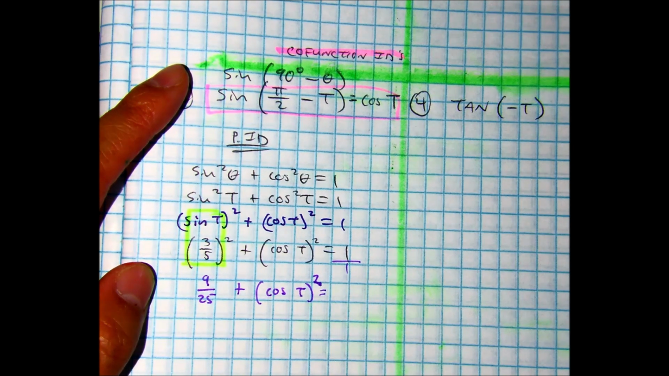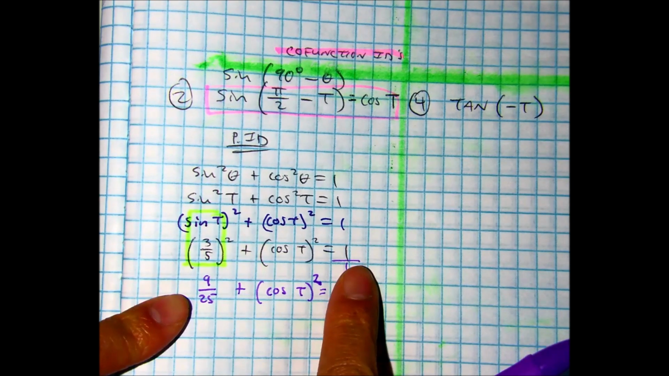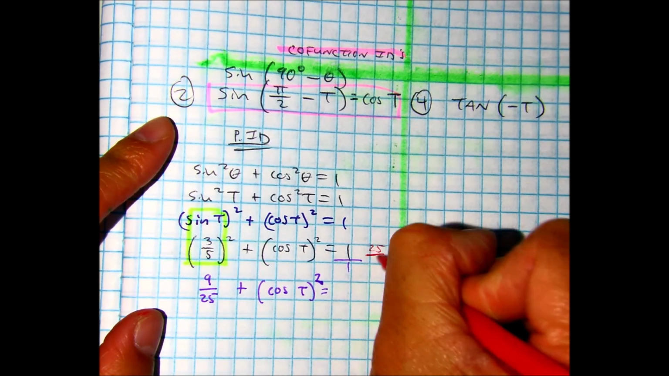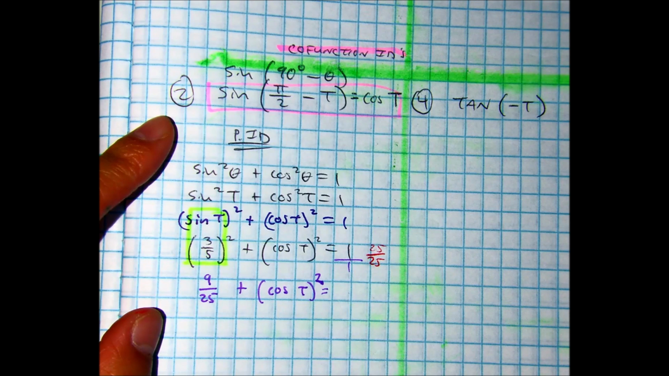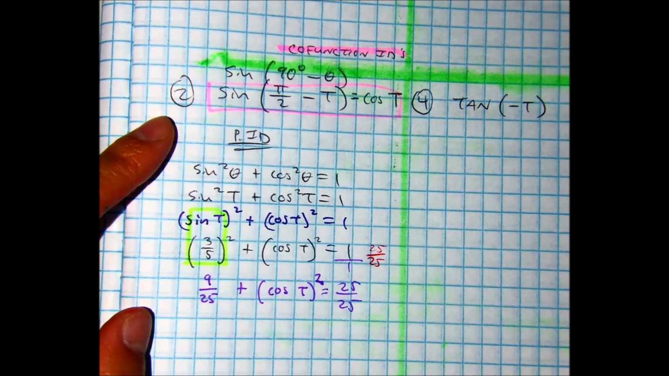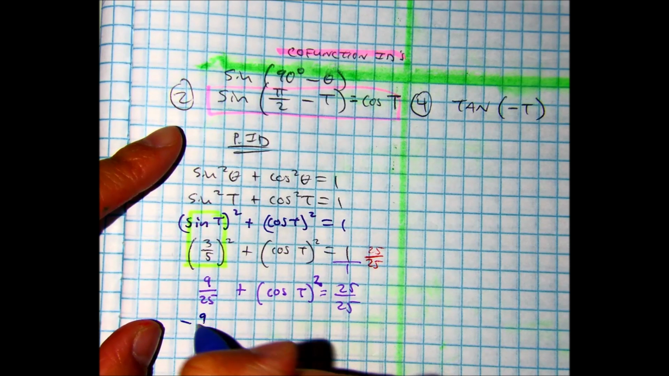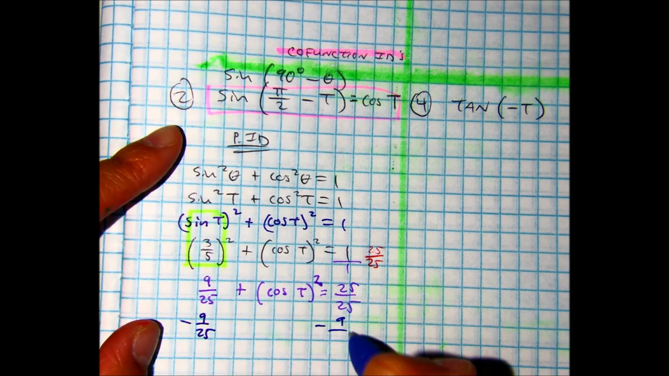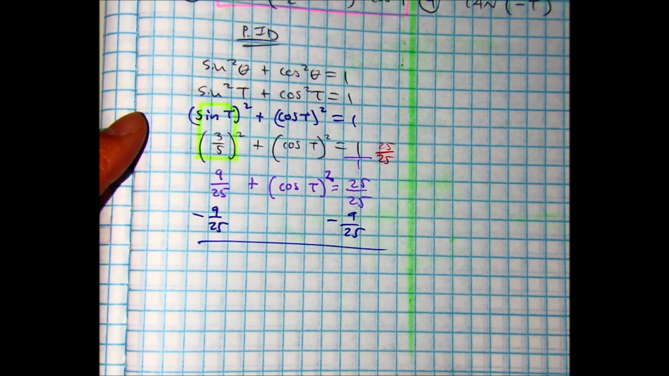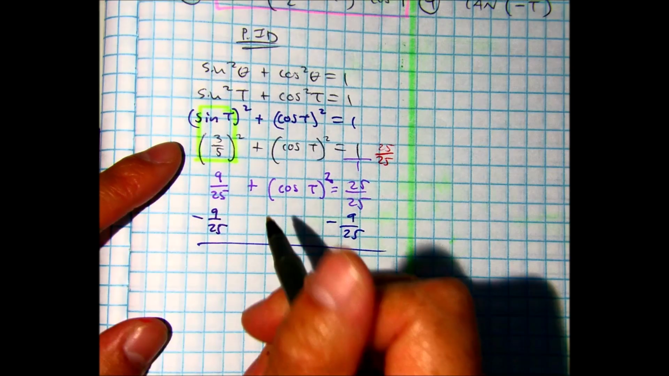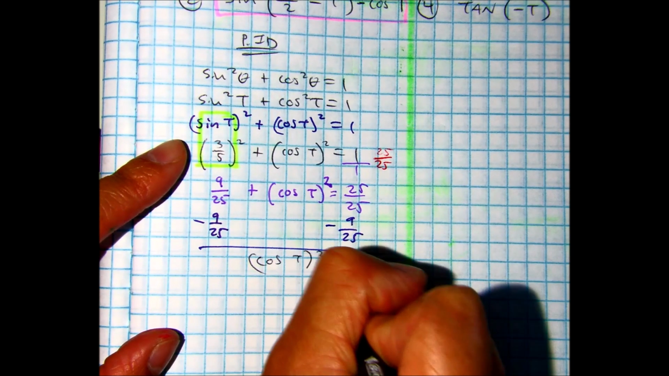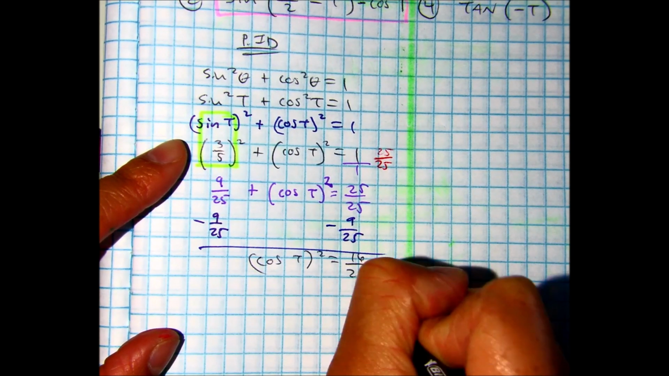Over 1. To get a common denominator, I'm going to multiply by 25/25. So I get 25/25. So now I'm going to subtract. What do I get? Cosine of t squared equals 16/25.